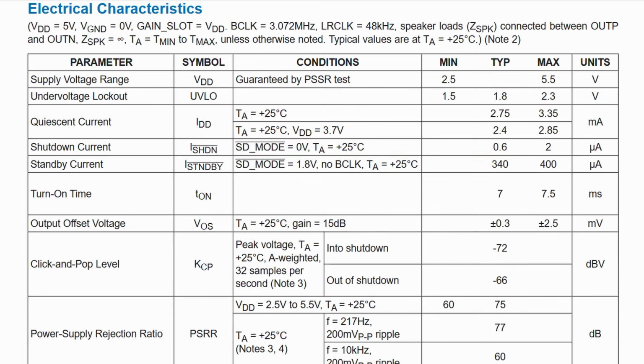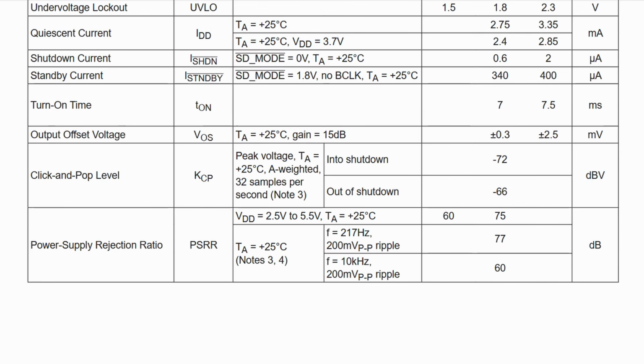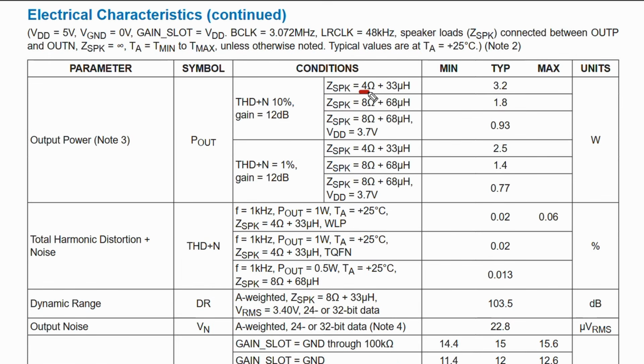The PSRR is good, meaning small noise on the power supply, like ripple from the ESP32 VIN pin, won't significantly affect the audio output. The chip supports 4 ohm and 8 ohm speakers, and here's something important.